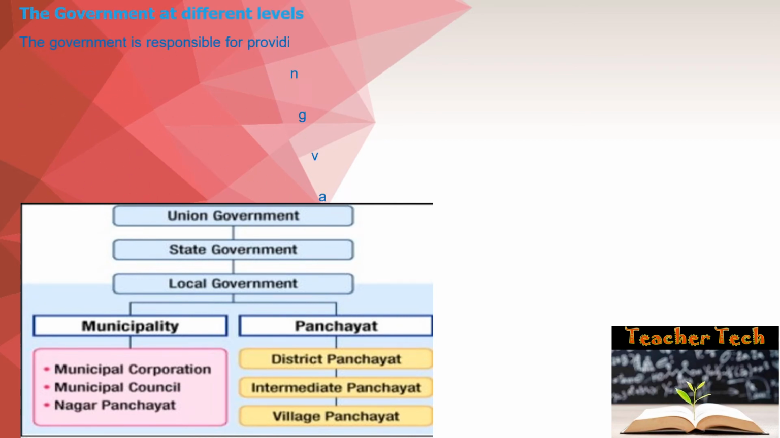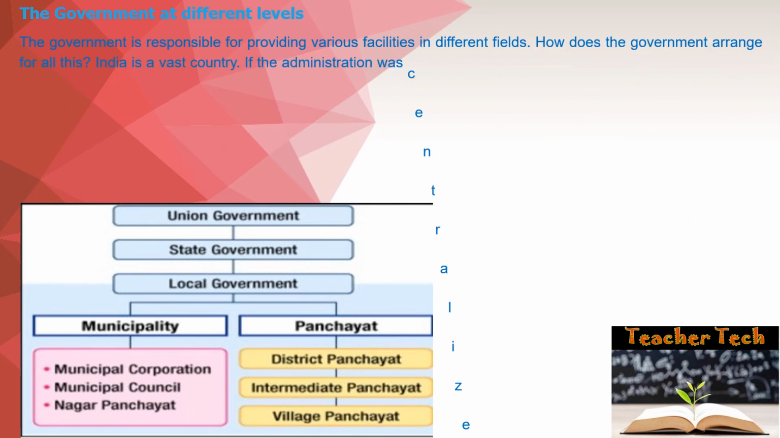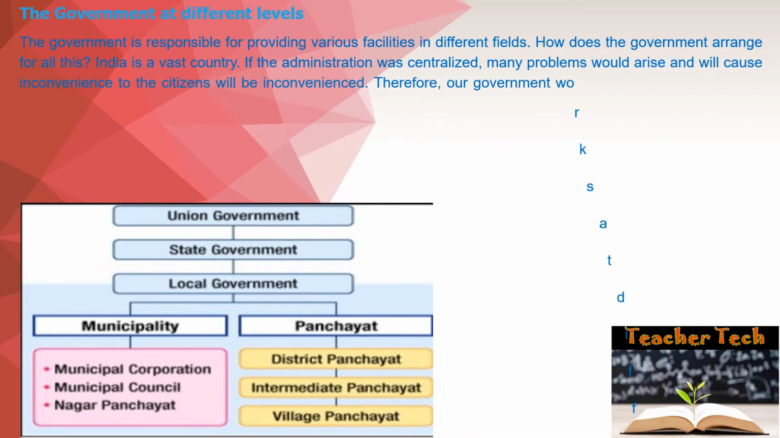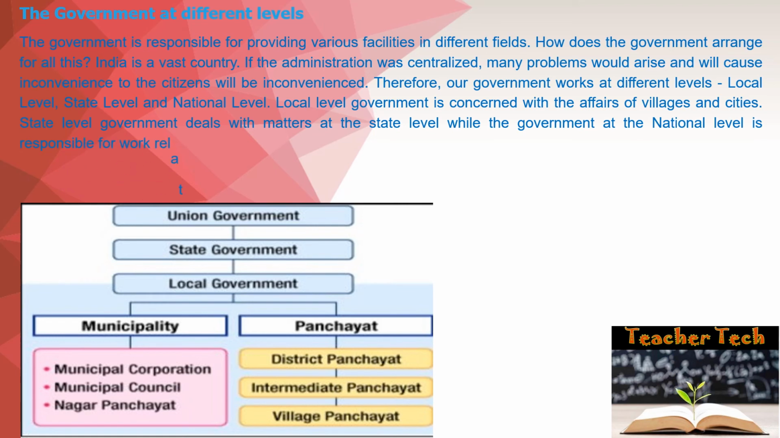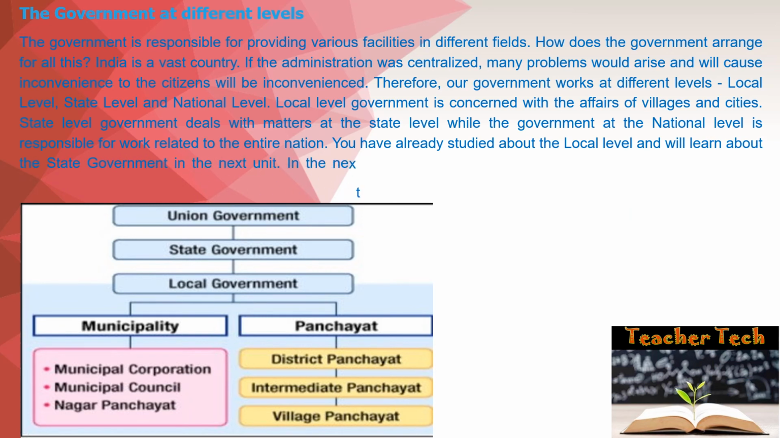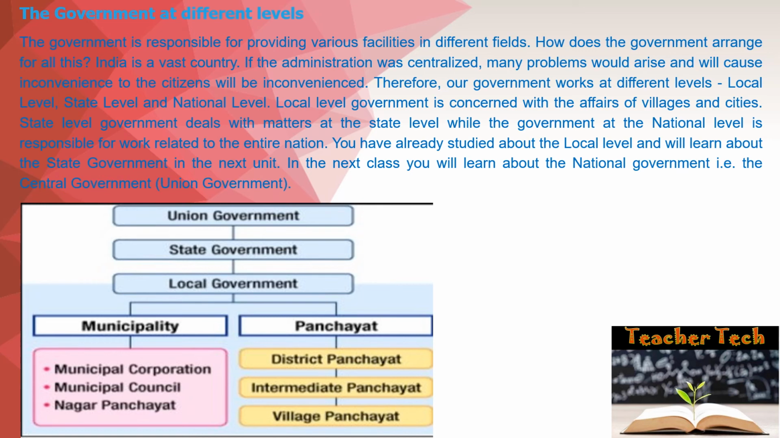Government at different levels. The government is responsible for providing various facilities in different fields. How does the government arrange for all this? India is a vast country. If the administration was centralized, meaning the authority was taken from the center, from Delhi, suppose Delhi is the union government, and everything had to be handled from one place, it would have become very difficult. If the administration was centralized, many problems would arise and cause inconvenience to the citizens. Therefore, our government works at different levels: local level, state level, and national level.